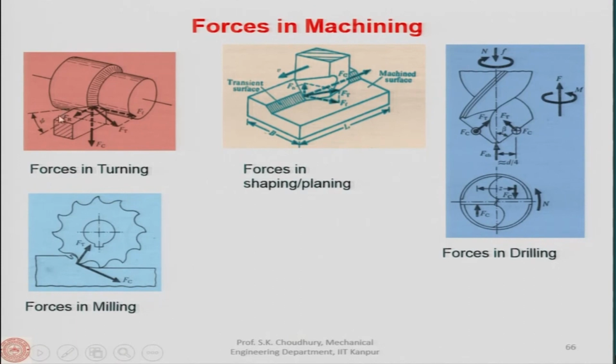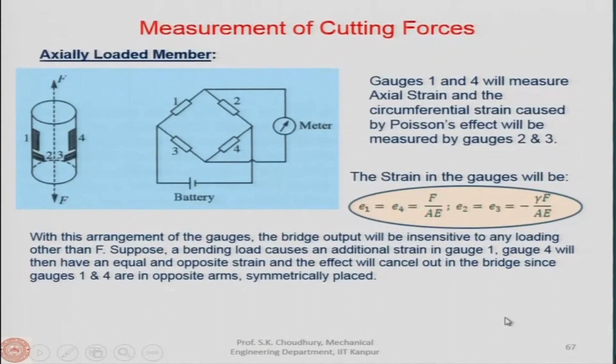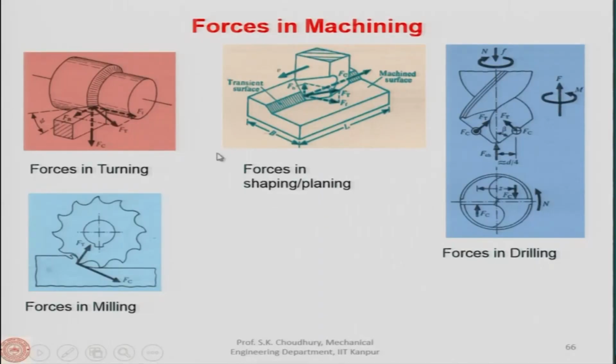Now, let us see forces in machining. I have already shown you turning; we are summing up here. In shaping and planing it is like this, in milling it is the total tangential force, and in drilling, as I just showed you, the torque is given by Fc and the thrust is given by Ft. Now, how can these forces be measured? Look at this chart: this is for turning, this is for shaping and planing, this is for milling, and this is for drilling.